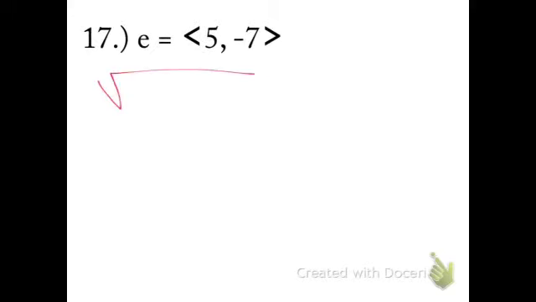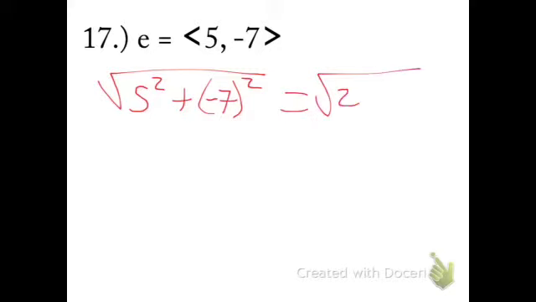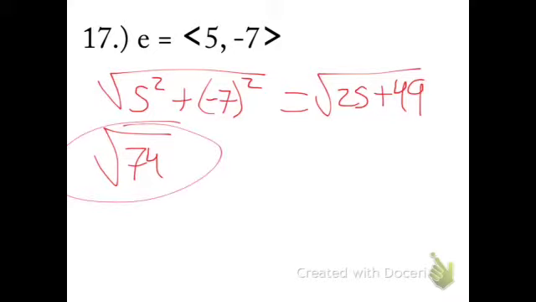On 17, you need to square both of your components there. The 5 squared is 25. Negative 7 squared is positive 49. 25 plus 49 gives you 74, and so that's your exact answer. That is approximately 8.6.